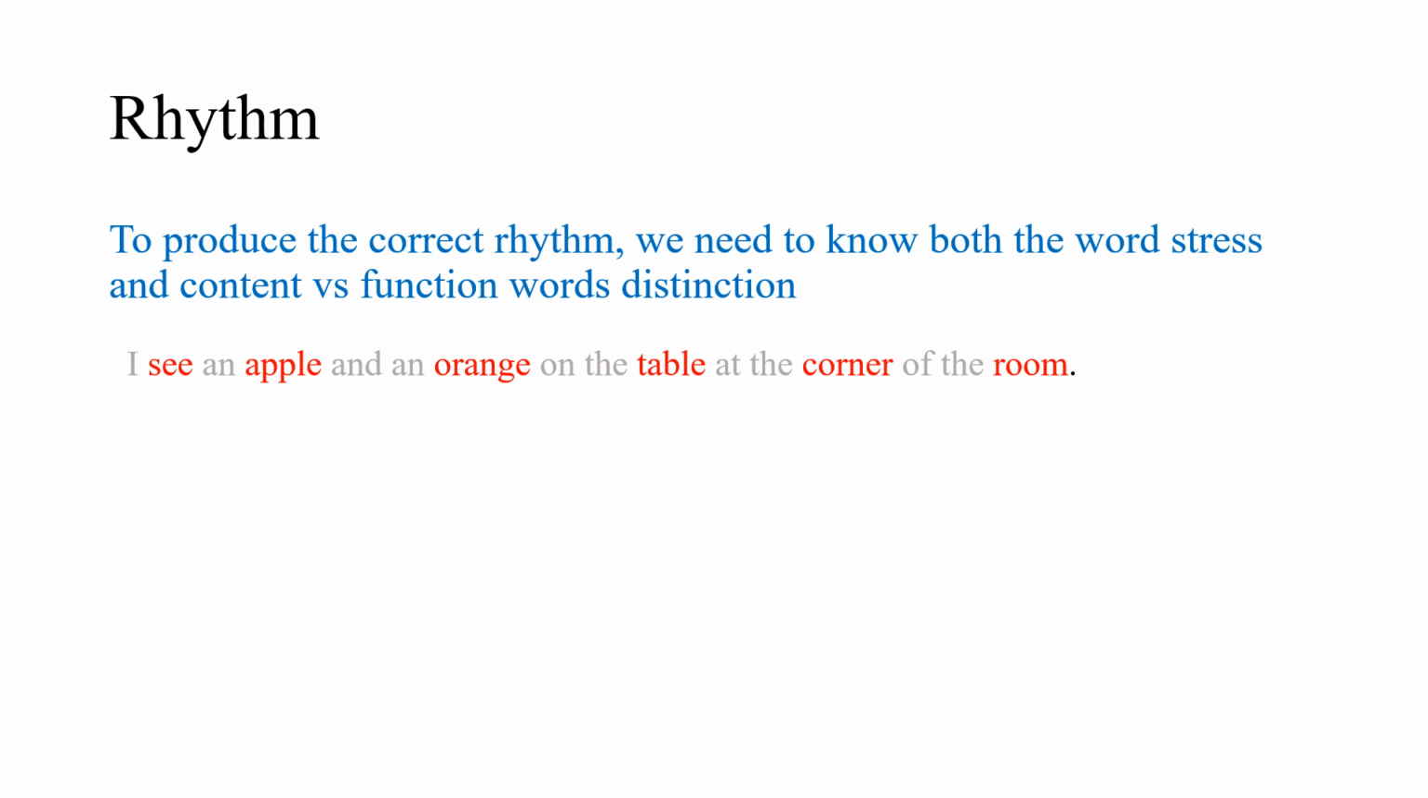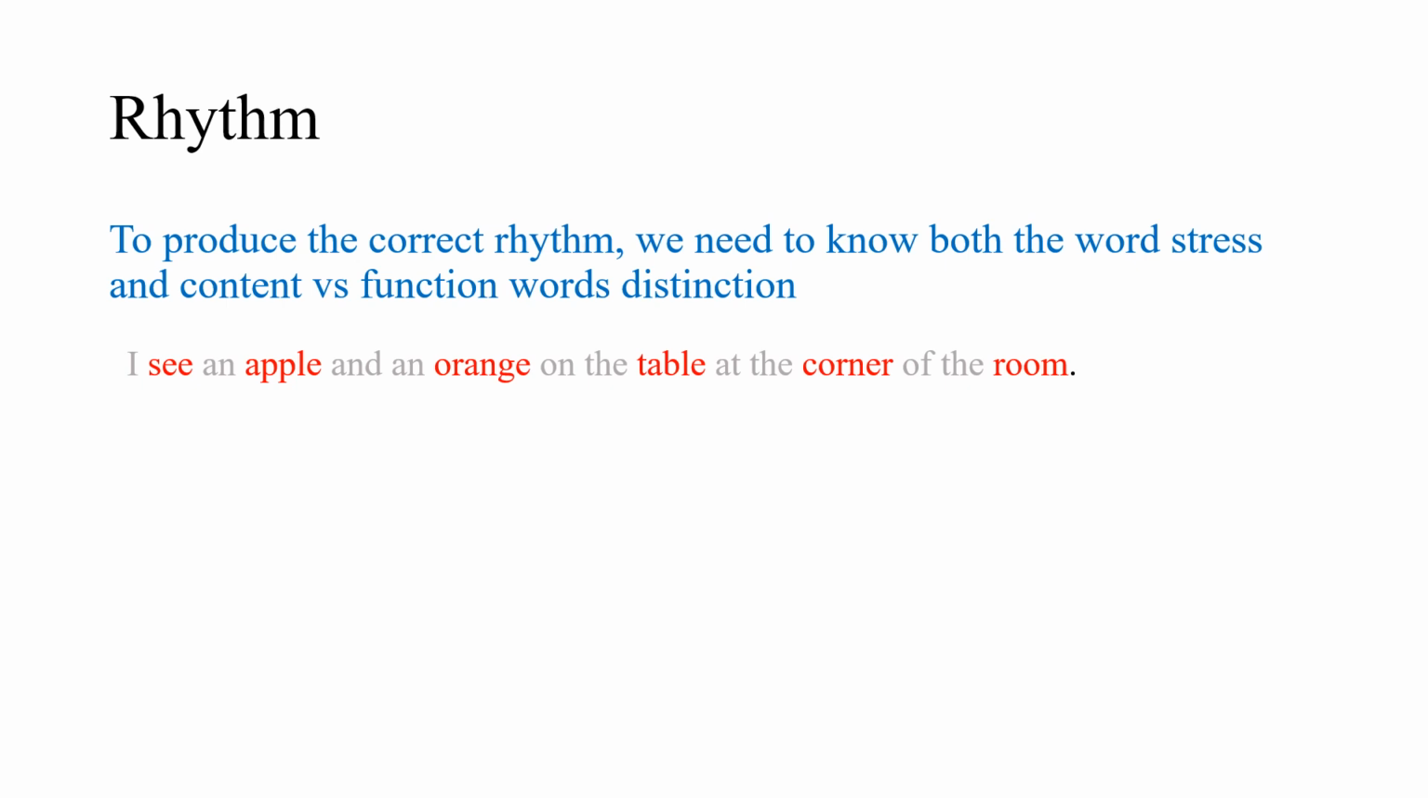In this video, we are going to have some further exercise about rhythm. As we learned, rhythm is one of the important suprasegmental features that helps the speaker to sound natural. Well, to produce the correct rhythm, we need to know both the word stress and content words versus function words.